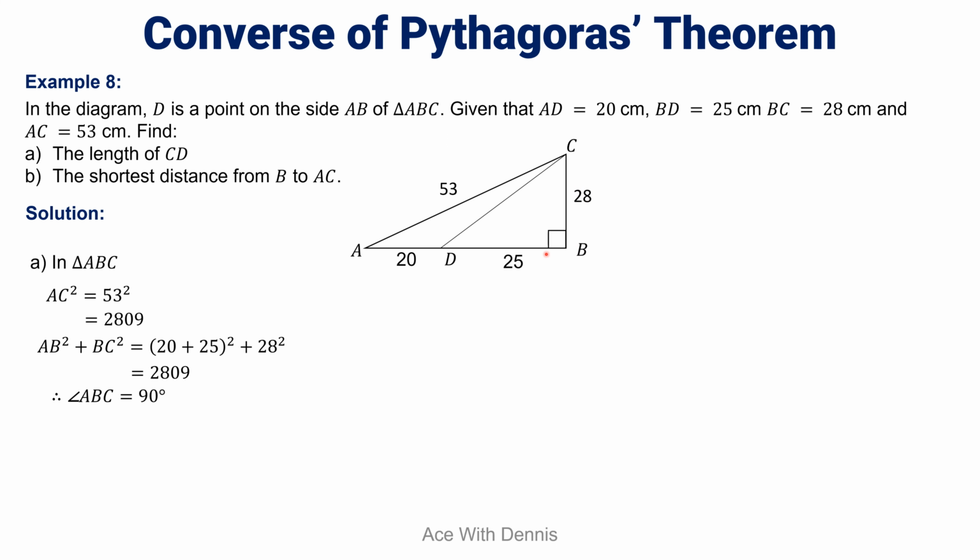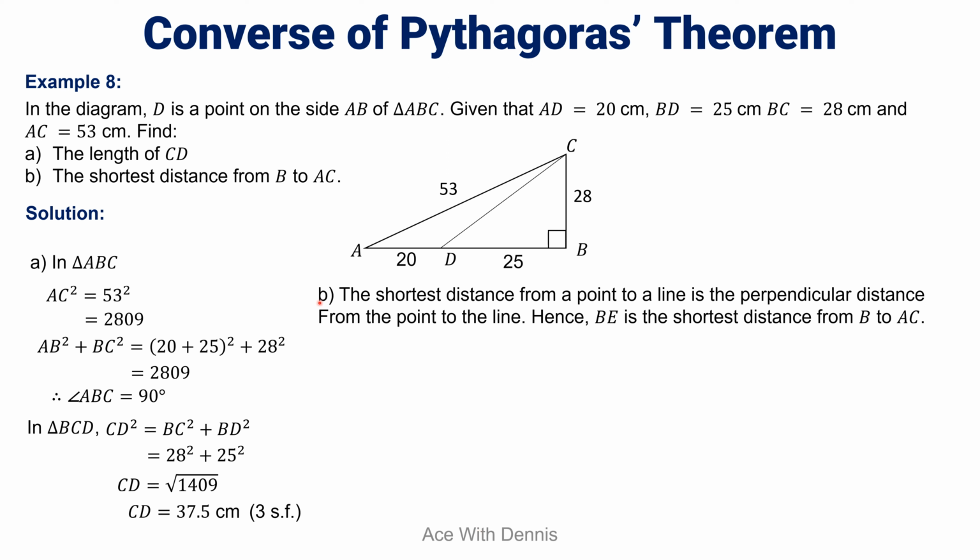So once we have confirmed that this is 90 degrees, then we'll look at the triangle BCD. Okay, and CD will be the hypotenuse. So to apply the Pythagoras theorem, CD square equals BC square plus BD square. Then apply the values here, 28 square plus 25 square. CD will be the square root of 1,409, which is 36.5 centimeters rounded to 3SF.